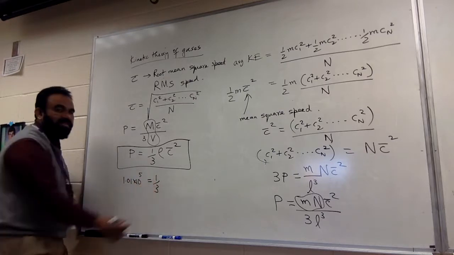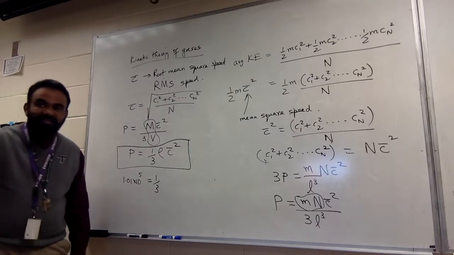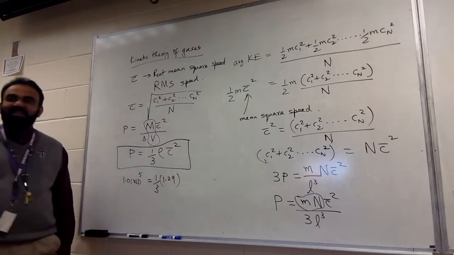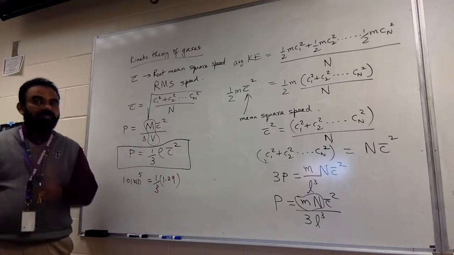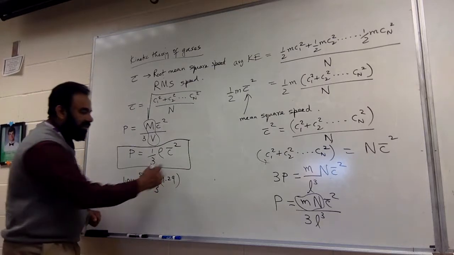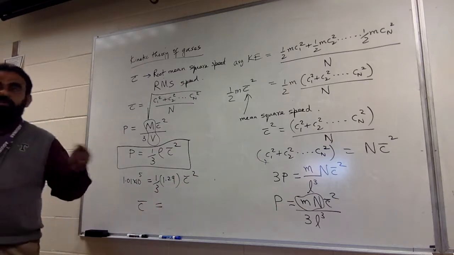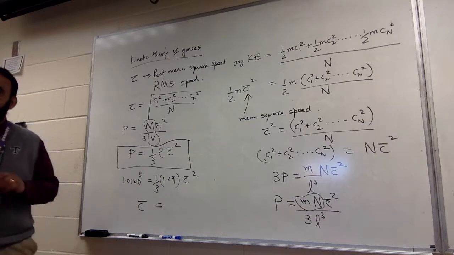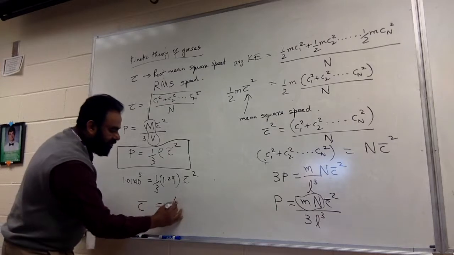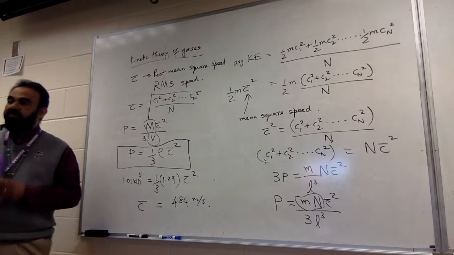Equals 1/3. What's the density of air? 1.29. Exactly. Don't hesitate, you know it. 1.29 kilogram per meter cubed. Correct. 1.29 kilogram per meter cubed times c bar squared. Can you tell me what c bar is now? That will at least tell you how fast these are moving. 484 meters per second. And it's much faster than the speed of sound.